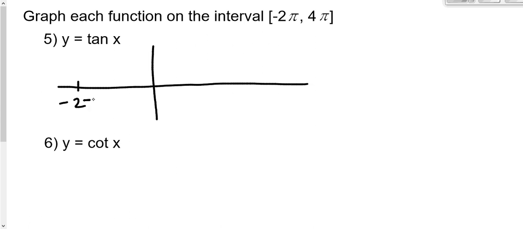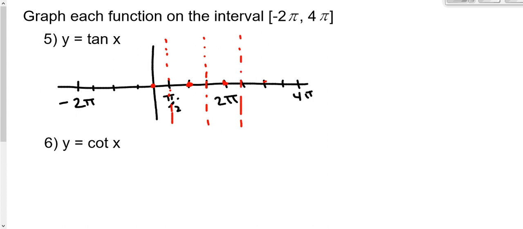Going from negative 2 pi to 4 pi. Let's split it up into 4 equal chunks. When you're doing tangent, it's important to know where pi over 2 is because you have an asymptote there. So we go through 0, 0. We have an asymptote at pi over 2, then a 0, then an asymptote, then a 0, then an asymptote. Just keep doing that until you get to your endpoints.